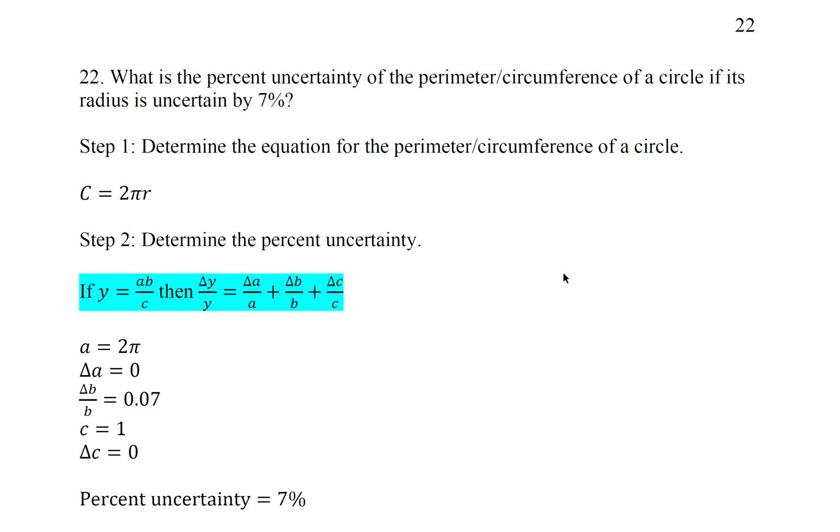Question 22, what is the percent uncertainty of the perimeter or circumference of the circle if its radius is uncertain by 7%? So take a look at that equation. Circumference is 2 pi r. Well, 2 pi is not a variable. 2 pi stays the same forever. So there's no uncertainty in 2 pi. The uncertainty in 2 pi is 0. So the percent uncertainty in the perimeter or circumference is 7%, just like its radius.